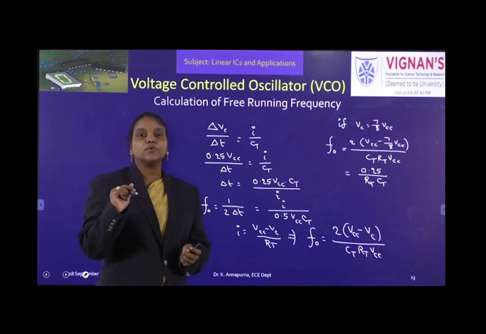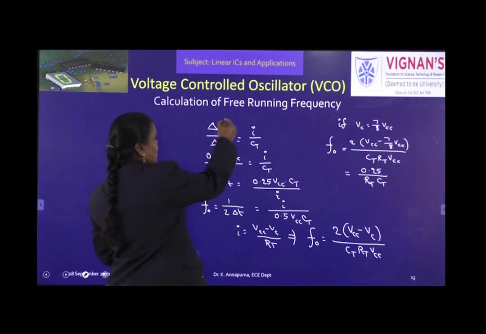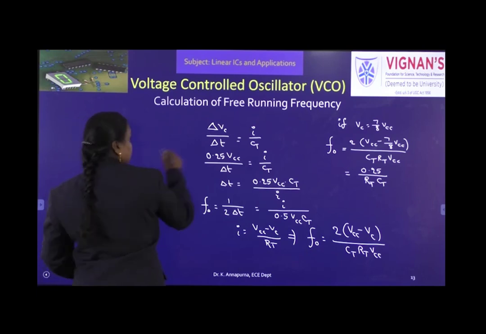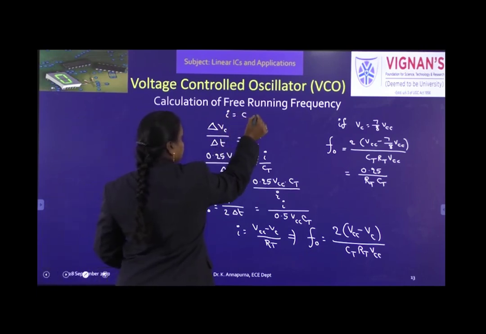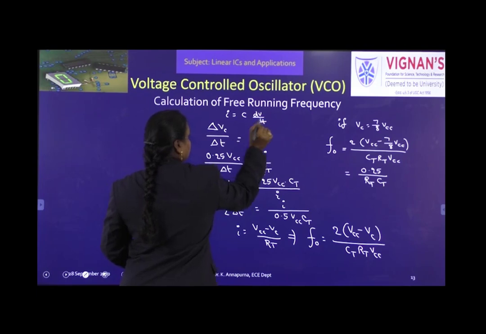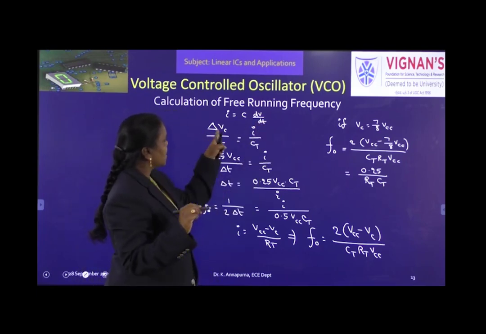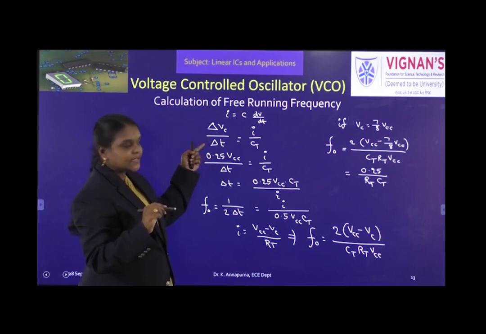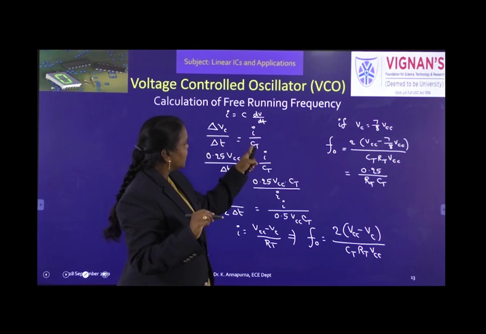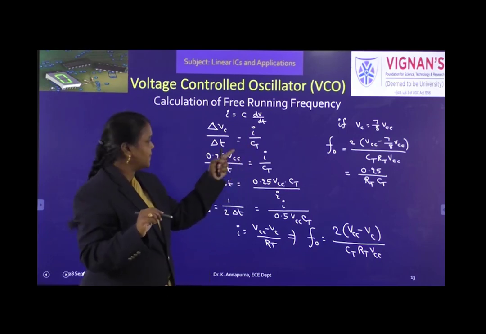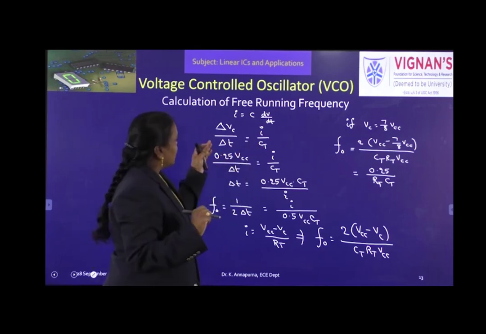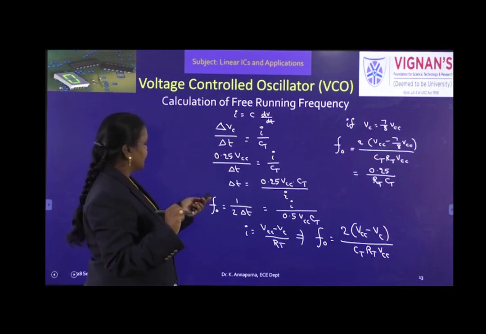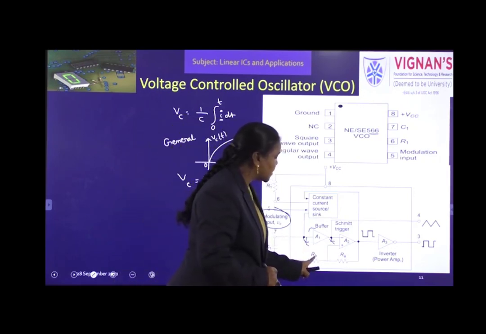We know I is equal to C dV by dt. From this, dV means change in voltage, it is represented as delta Vc, and dt is represented as delta t. Here the capacitor is Ct, that's why instead of C we are writing Ct. Now, in the VCO operation, RA and RD values are the same.